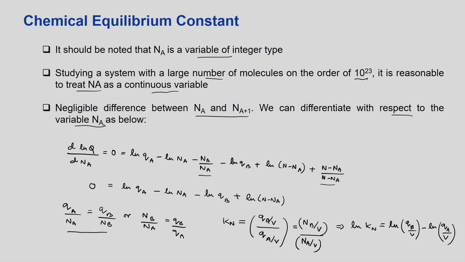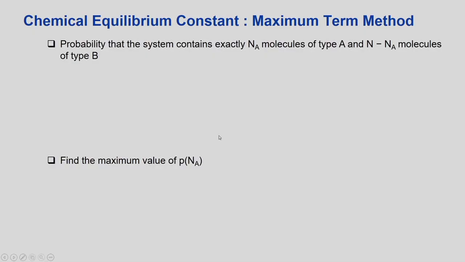This method involves the minimization of the Helmholtz free function. The second method is where we maximize the probability. This is called the maximum term method. So what is this? It is the probability that a system contains exactly Na molecules of type A and N minus Na molecules of type B. So, what is the probability that my system has exactly Na number of molecules of A and Nb number of molecules of B? Let us write in terms of probability and then we will maximize the probability.